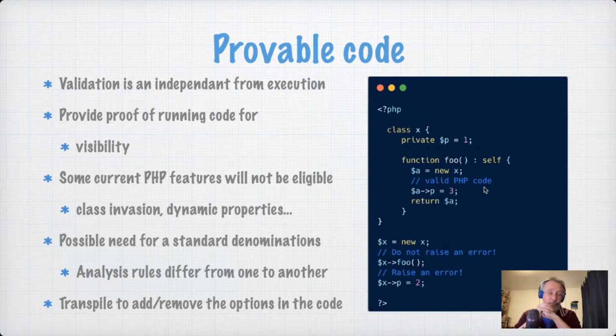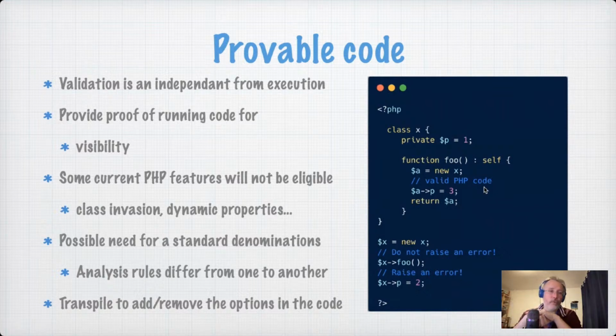They are checked. Is it possible to check any kind of PHP code? Probably not. Dynamic properties come to mind, for example, as something that will make our life very miserable to check. So we might say, if you want to prove that your code has the right visibility, you cannot use dynamic properties or dynamic methods for that matter.